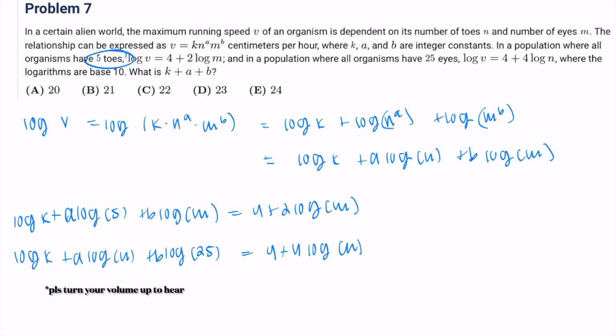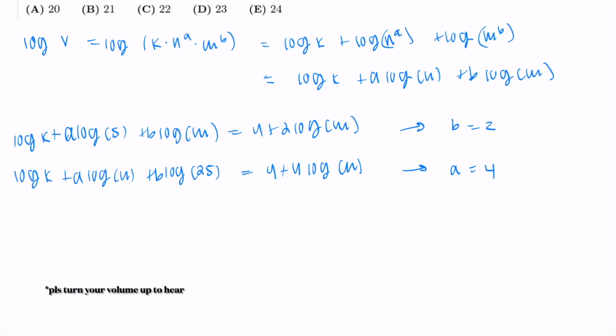So that means that the coefficient of the log m term in the first equation has to be the same on both sides. So we get b equals 2. And similarly, in the second equation, the coefficient of the log n term has to be the same on both sides. So we get a equals 4.